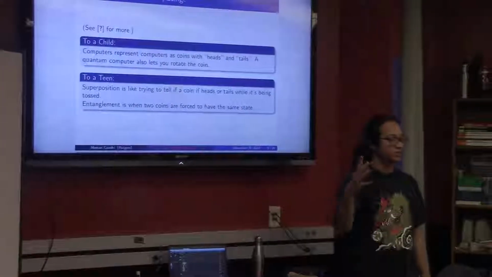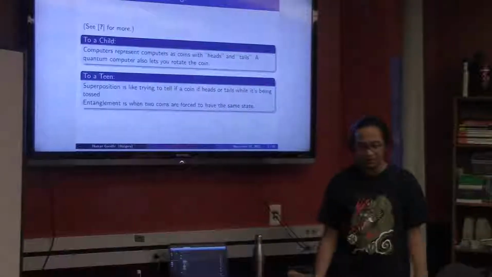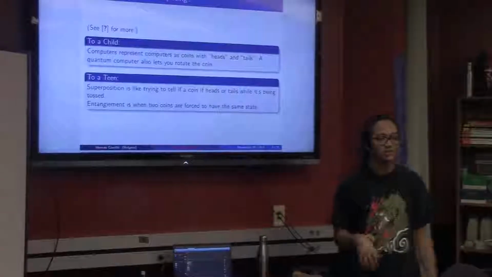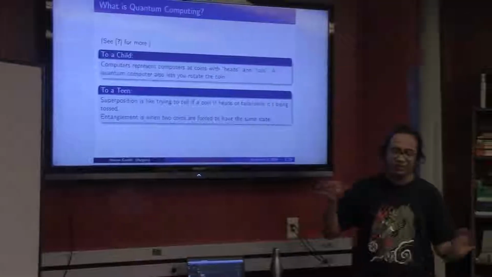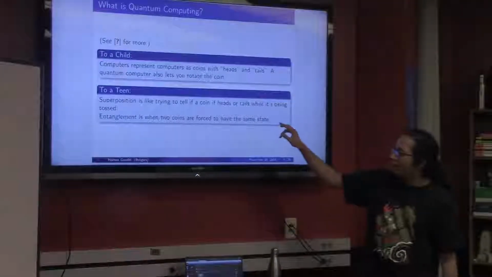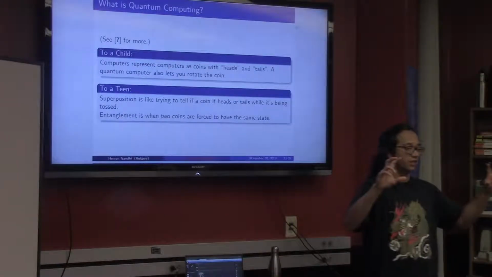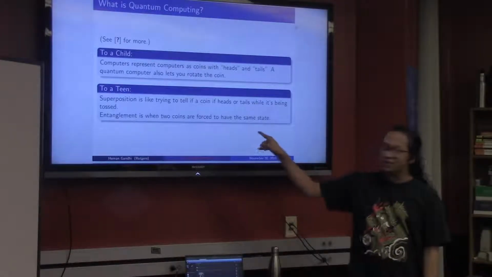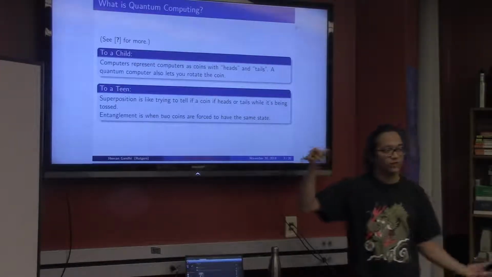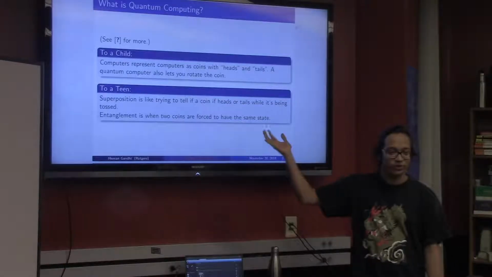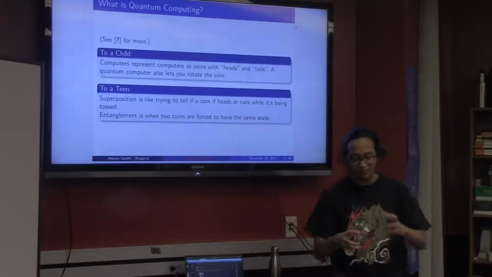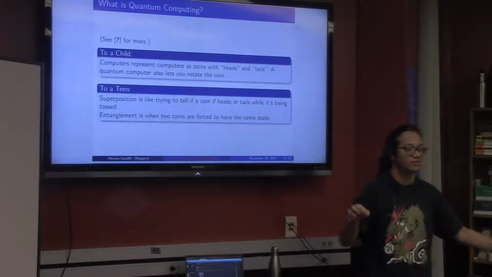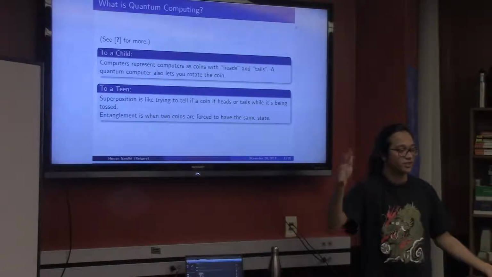But the better explanation is for the teenager: superposition is like trying to guess if a coin is heads or tails while it's spinning. So that's like the probability distribution and things like that. That's where all the probability comes in. We'll see some of it, but not much. And then entanglement is when two coins are locked into the same state. Entanglement's really cool, but we don't have enough technology to do it yet, because you need to entangle the quantum bits and then move them, and doing that safely is really hard because quantum computers are massive right now.